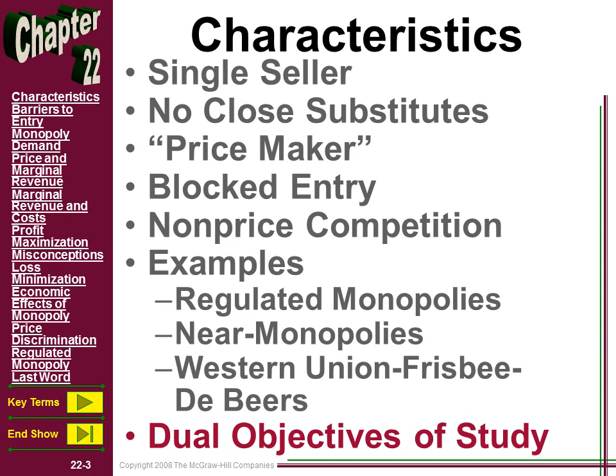So single seller, and point number two, the market, there's no close substitutes. In other words, whatever that firm is producing, you really have to buy it from them if you want it, because there's no way to substitute some other good or service. So single seller and no close substitutes.